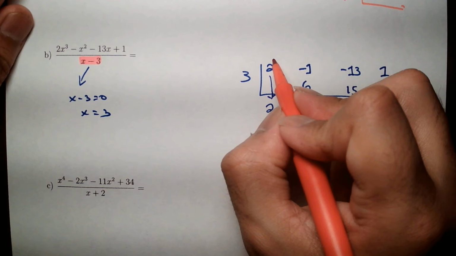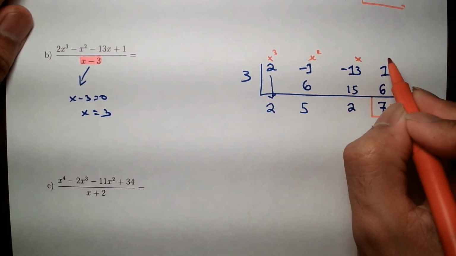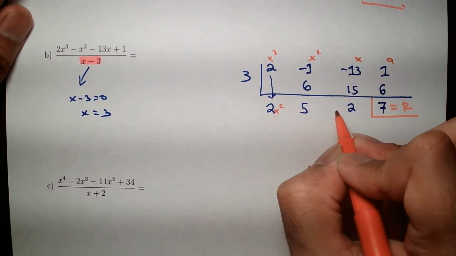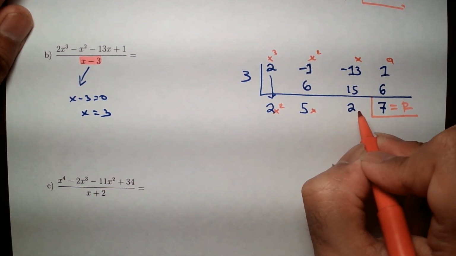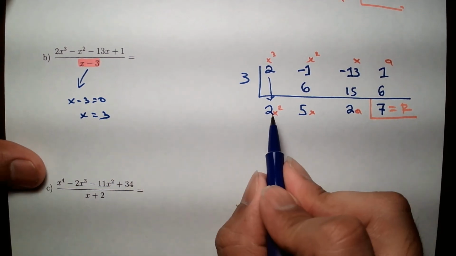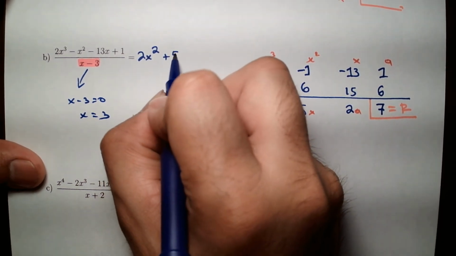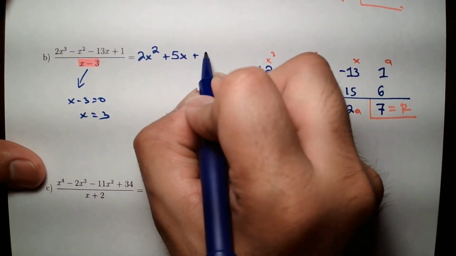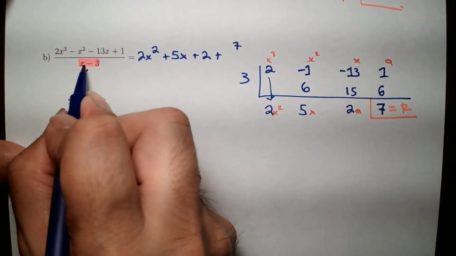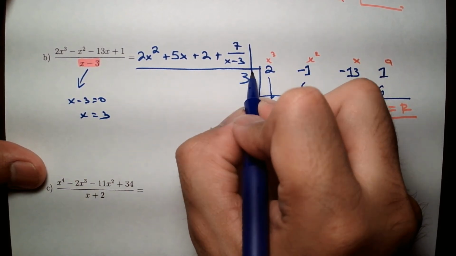Now again, this used to be the coefficient of x cubed, coefficient of x squared, coefficient of x, and the constant term. Now this is going to be the coefficient of x squared, the coefficient of x, and the constant term. All right. So our final answer will be 2x squared plus 5x plus 2. But because we had a remainder, that's going to be plus 7 over the divisor x minus 3. And that's the final answer for this one.